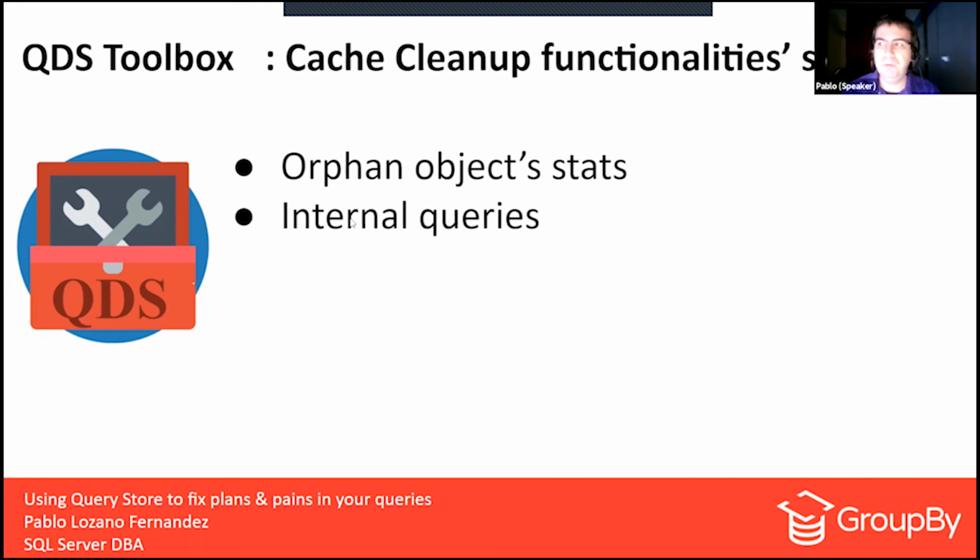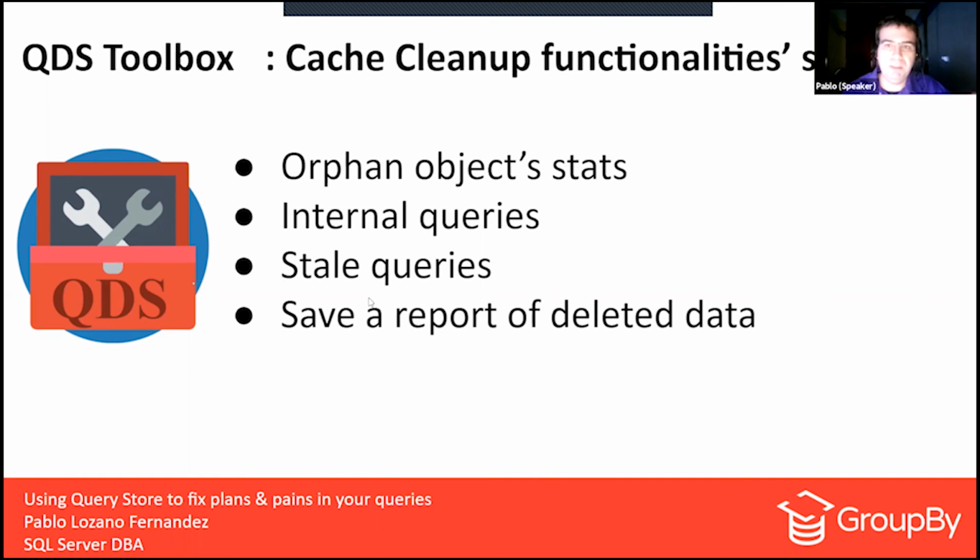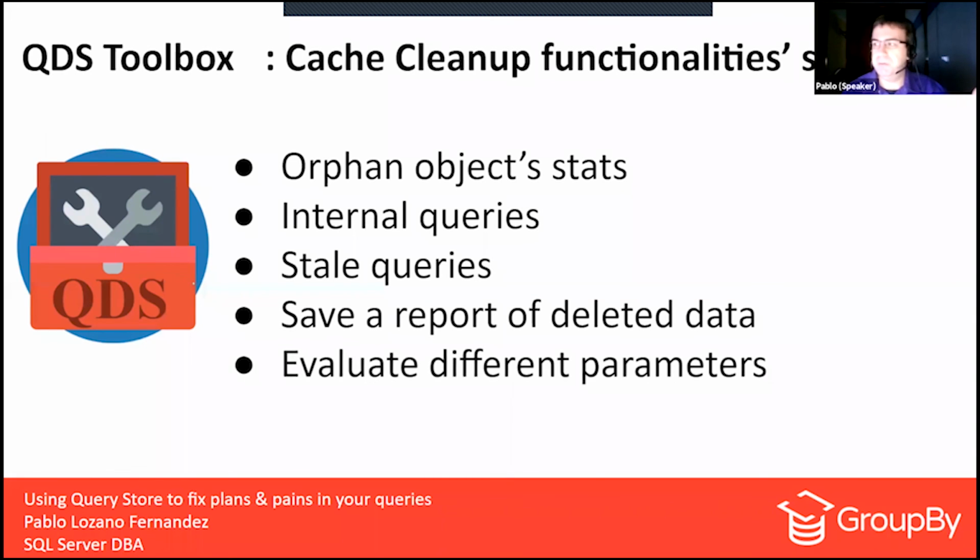You can also select to delete information about the internal queries, update statistics, index rebuilding, all that stuff. Delete the stale queries that you decide with some parameters. Let's say for me, a query is stale when it has not been executed more than 3 times in the last week, because it's not something important enough. So you can select that information too. You can save a report of the deleted data so you can understand exactly what has been deleted from the cache. And you can evaluate different parameters for that.